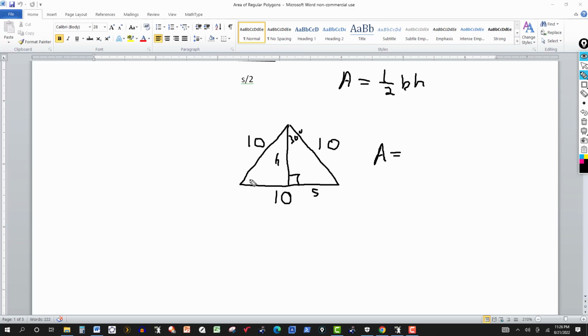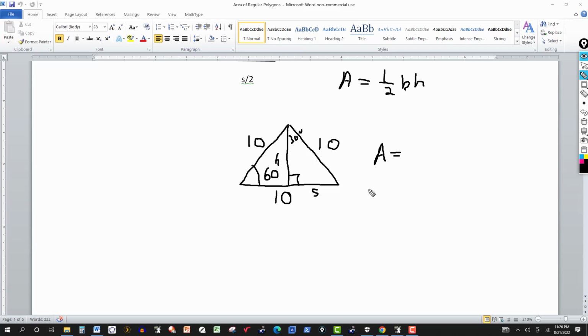It can be any triangle, as long as you're given two sides and the angle included with those two sides. Okay, so here we know all the angles are 60. So if I use 10 and 10 here, then I know that this angle is 60. And this is what the formula tells you.